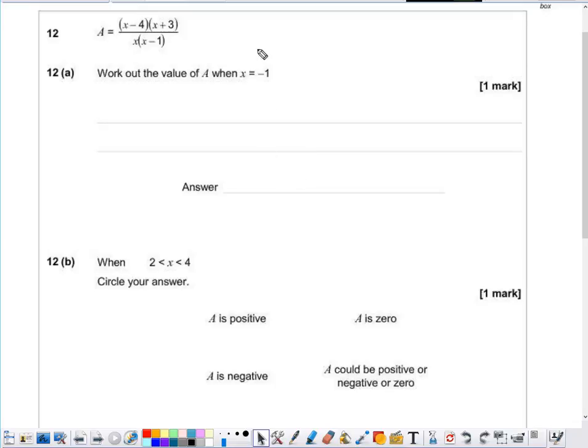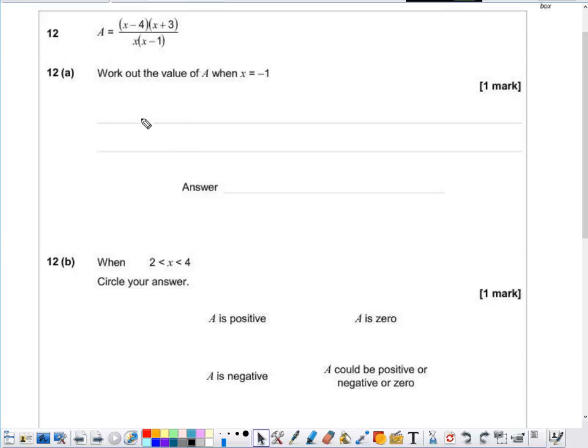Question 12. A equals (x subtract 4) multiplied by (x plus 3), all divided by x multiplied by (x subtract 1). For 12a, work out the value of A when x is equal to negative 1. For 1 mark, we're just going to substitute negative 1 into this equation and work out the answer.